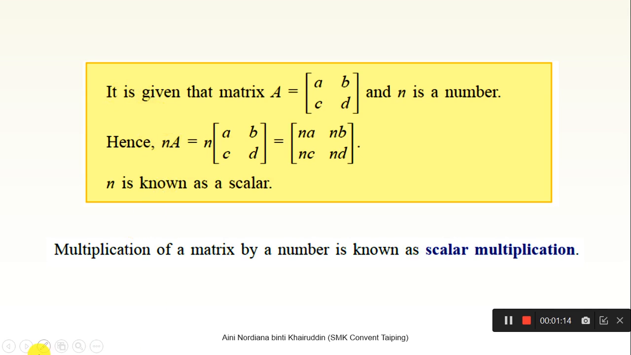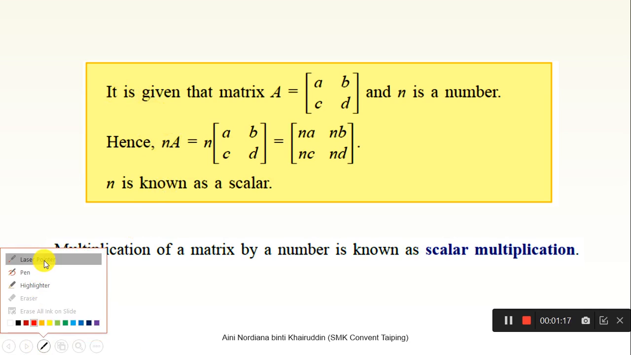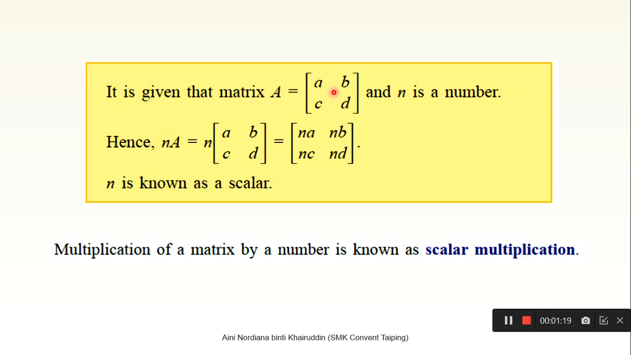So it is given that matrix A, whose elements are a, b, c, d, and n is a number. Hence, n times matrix A is equal to n times a, n times b, n times c, and n times d. So n is known as a scalar. Multiplication of a matrix by a number is known as scalar multiplication.